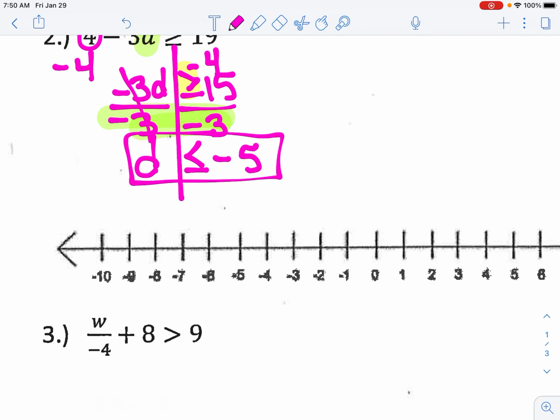So we're going to find negative 5 on the number line and put a circle. That's going to be a closed circle showing that negative 5 is equal to negative 5, less than or equal to negative 5.